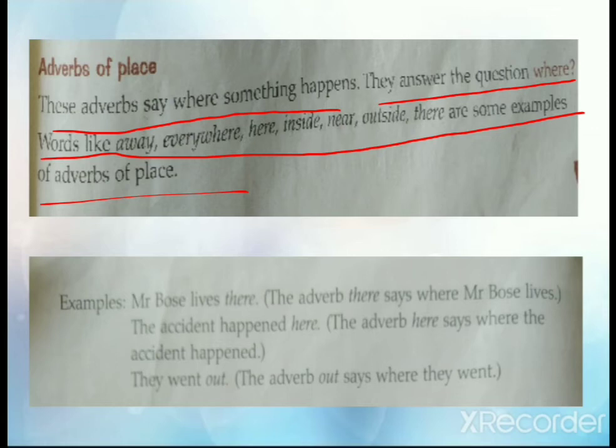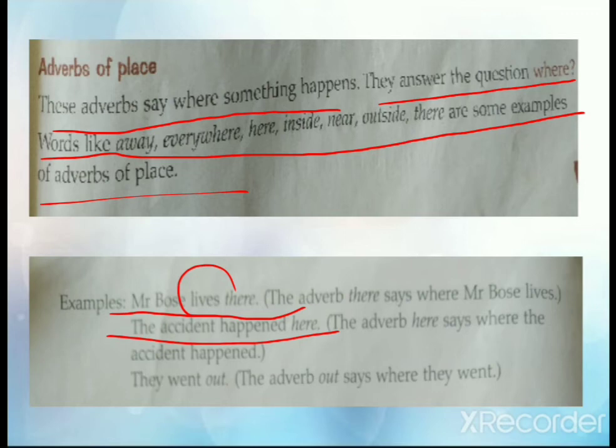See the example. Mr. Bose lives there. Where does he live? Living is an action, right? Where does he live? There. So it shows the place. The accident happened here. Now you go somewhere, you're talking about where the accident happened. कहाँ हुआ accident? यहाँ हुआ. So यहाँ means here, that is your adverb.